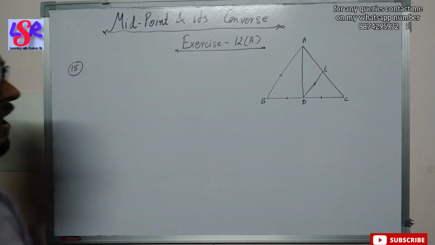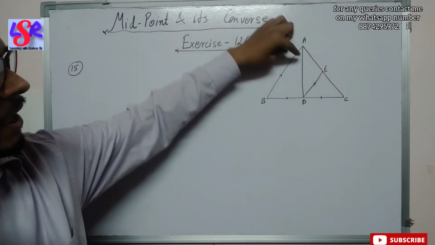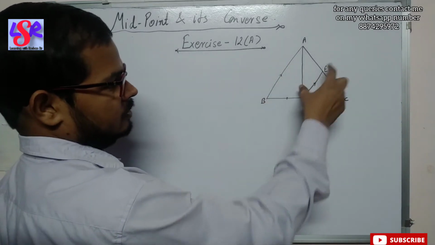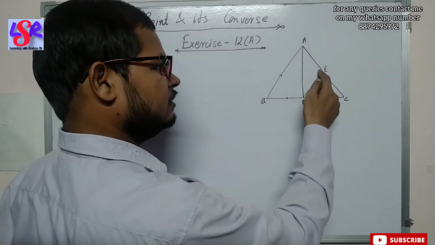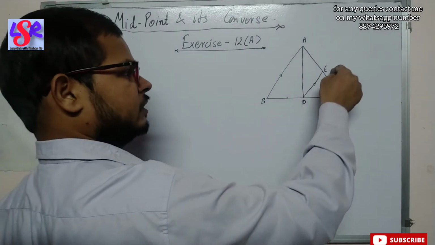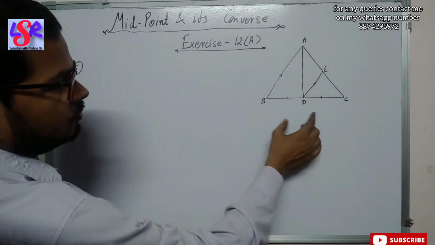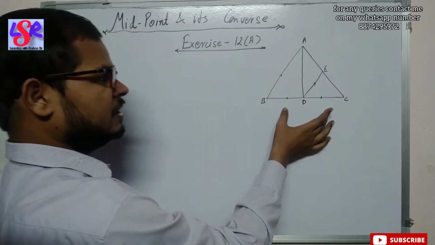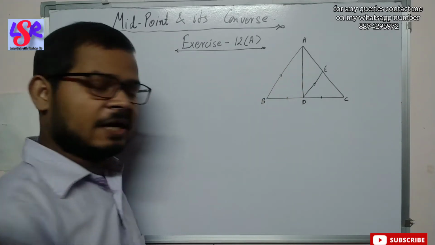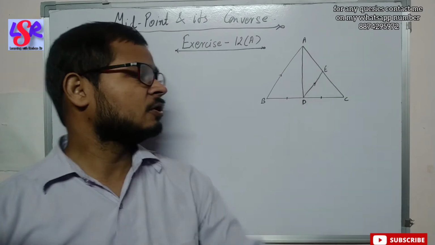Here, as per the question, we have a triangle ABC in which AD is median and there is a line from D parallel to AB, and we have to show BE will be a median. For that, first of all, we will prove that E is a midpoint of AC. So in triangle ABC, we have D as a midpoint of BC and DE parallel to AB. By the help of converse of midpoint theorem, we can prove E is a midpoint of AC.